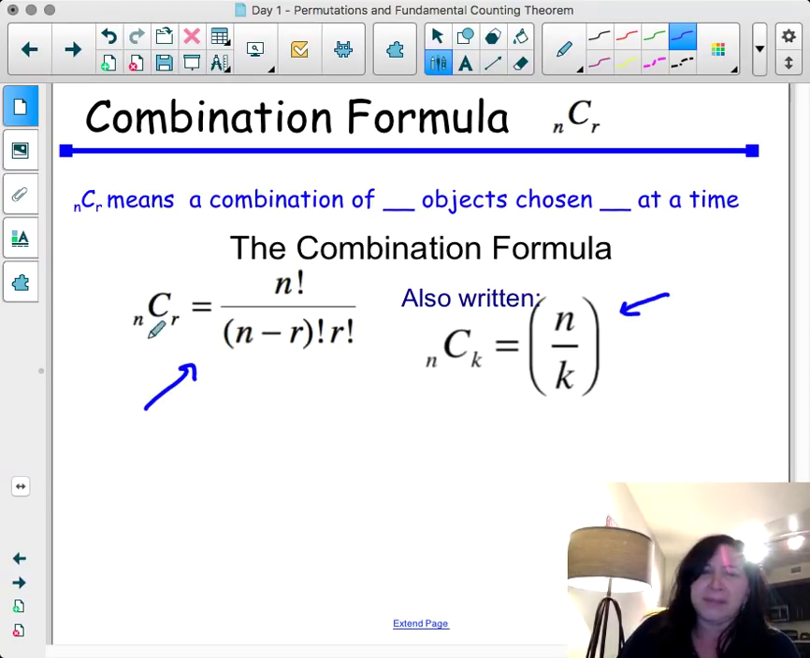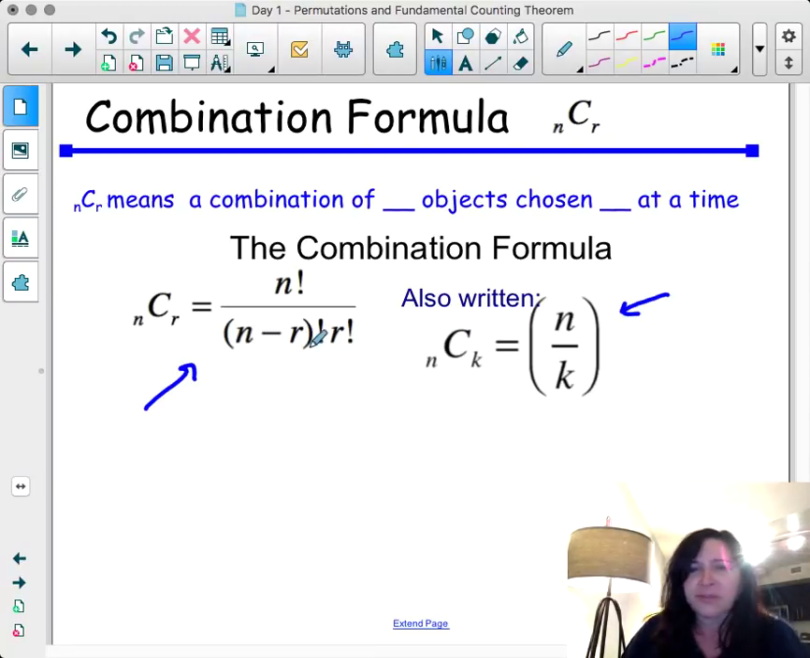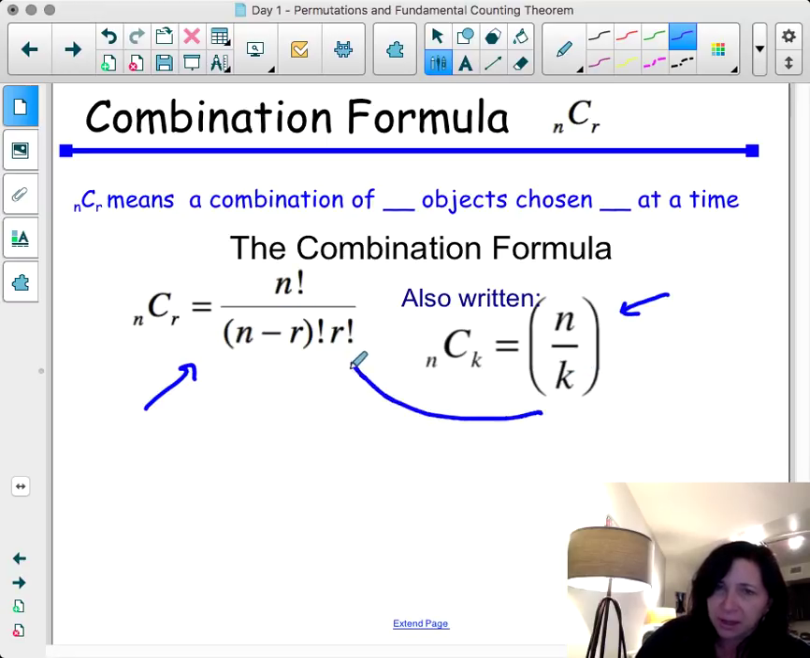So what does this mean? n factorial over n minus r factorial. This is the same thing as a permutation, but times this letter again, so be careful with that. I'm going to show you two different ways. This is just n over k. They're going to write it like that, but you still have to solve it like that.